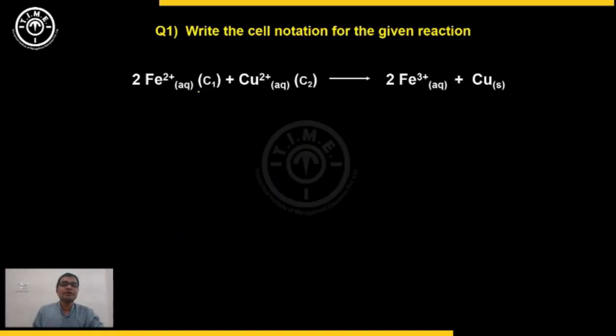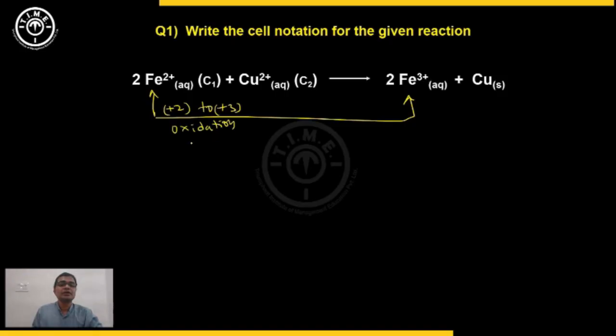Next, write the cell notation for the given reaction: 2Fe2+ aqueous, with concentration C1, and Cu2+ ion, with concentration C2, gives rise to 2Fe3+ plus Cu. This is the overall cell reaction. Here the oxidation state of Fe2+ ion is increasing, from +2 to +3. Increasing of oxidation state is called oxidation. The oxidation reaction takes place at the anode.